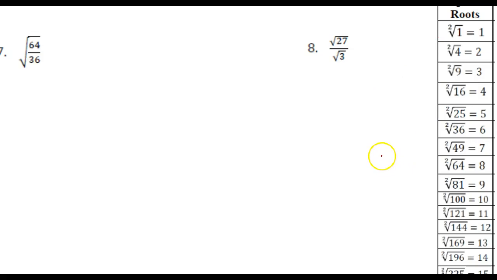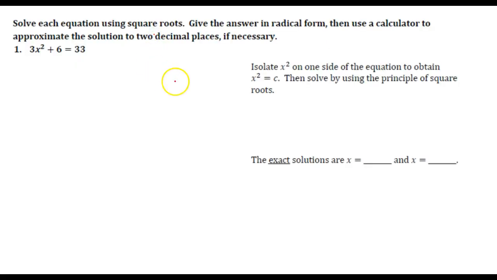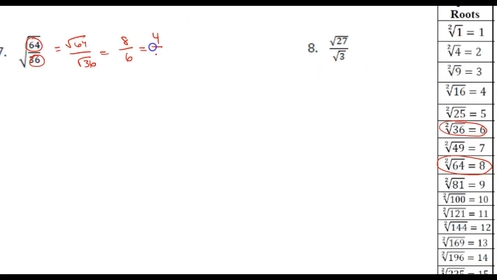All right, moving right along. Oh, perfect square. Perfect square. You're like, where? See, here and here. So that would be the square root of 64, square root of 36, 8 over 6. And we could reduce it to be 4, whoop, sorry about that, 4 over 3.